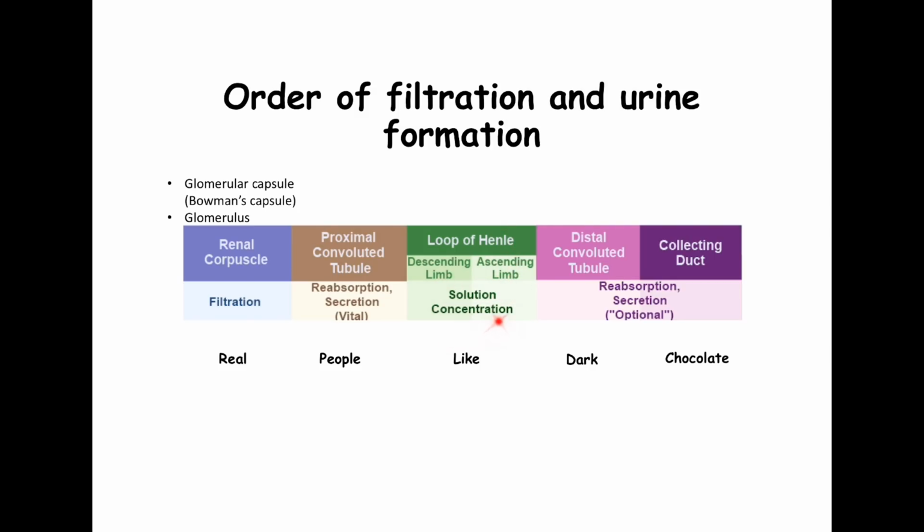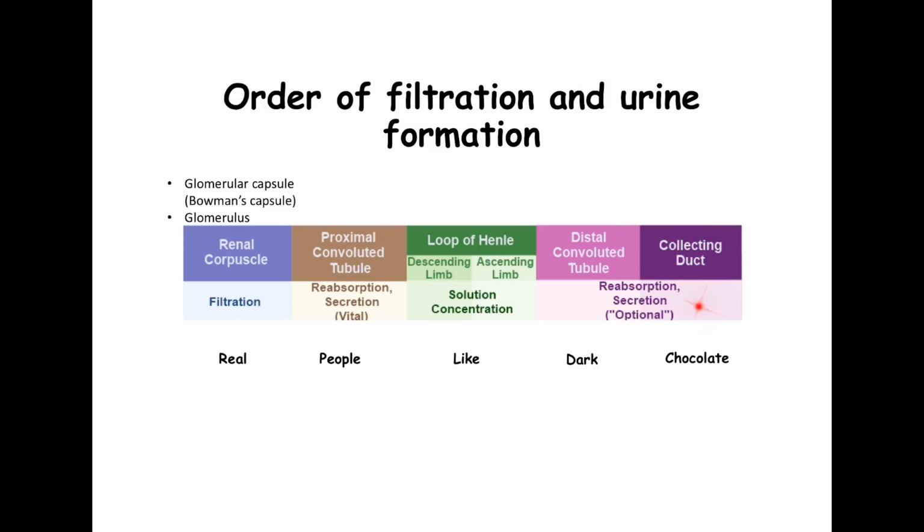Then we have our distal convoluted tubule, where you have some reabsorption, some things may be secreted, so there are several things going on at this stage. So the distal convoluted tubule, D for dark, and then we have the collecting duct, and this is where what is going to be urine is actually going to go through the collecting duct to be released from the body.